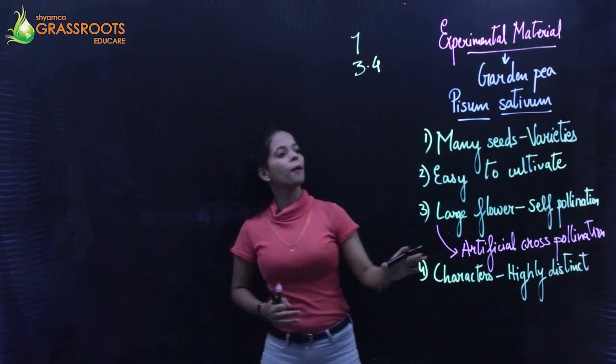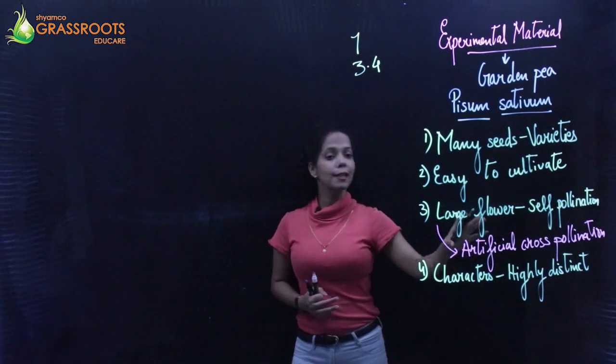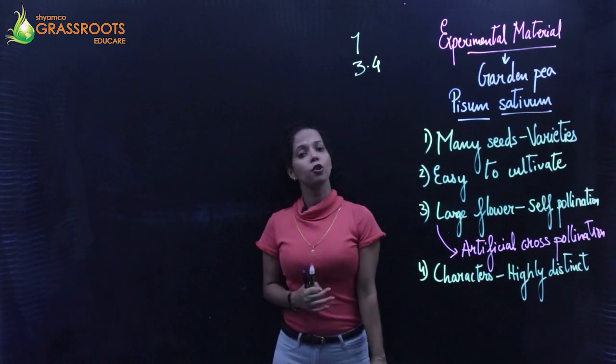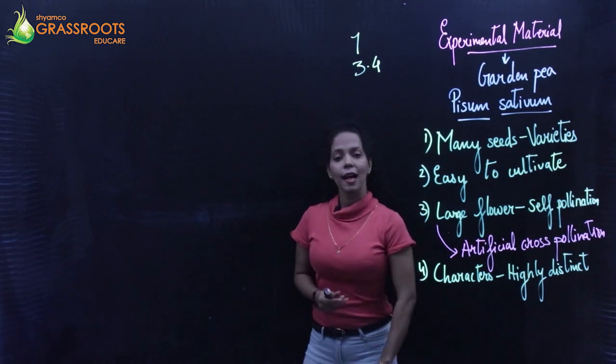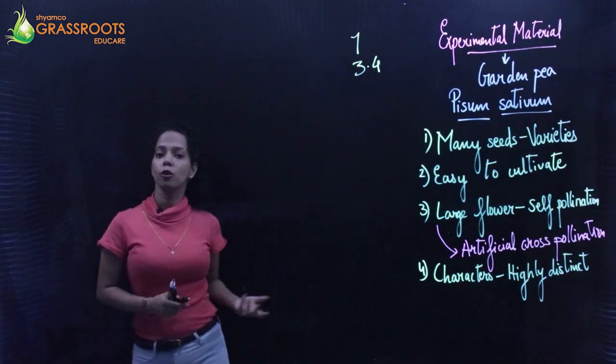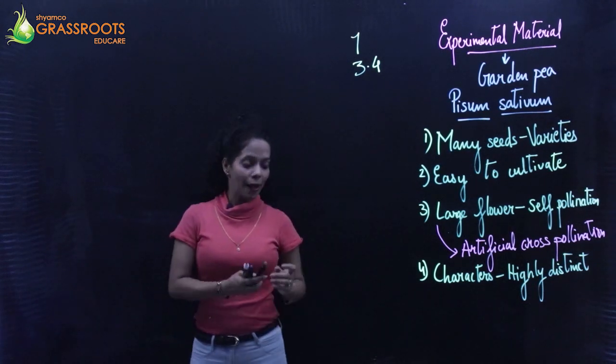Right? So remember: many seed varieties were available, it is easy to cultivate, it has large flowers which easily carry out self-pollination, and it is also comfortable for carrying out artificial cross-pollination. Characters were highly distinct, that's why. It is an observable character. We don't need any microscope or any other instrument to see it. Fine? So these are the characteristics of Pisum sativum.